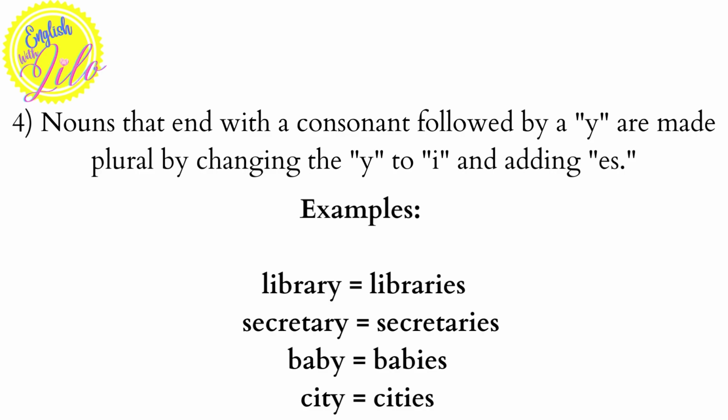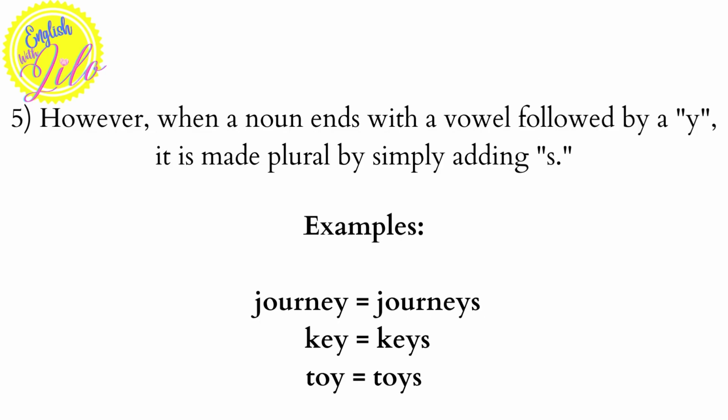Nouns that end with a consonant followed by a y are made plural by changing the y to i and adding es. Examples: library, libraries, secretary, secretaries, baby, babies, city, cities. However, when a noun ends with a vowel, followed by a y, it is made plural by simply adding s. Examples: journey, journeys, key, keys, toy, toys.